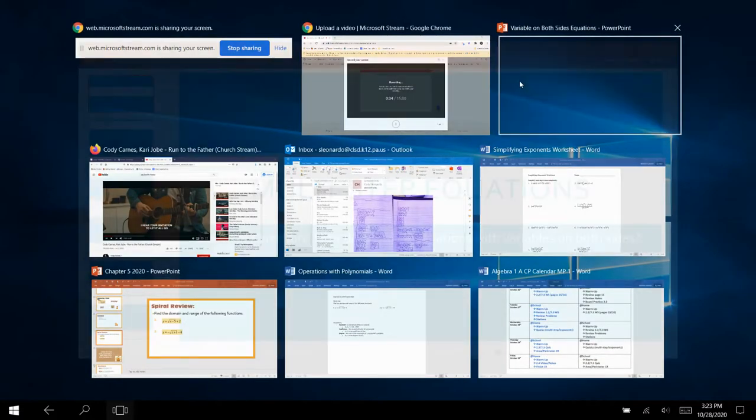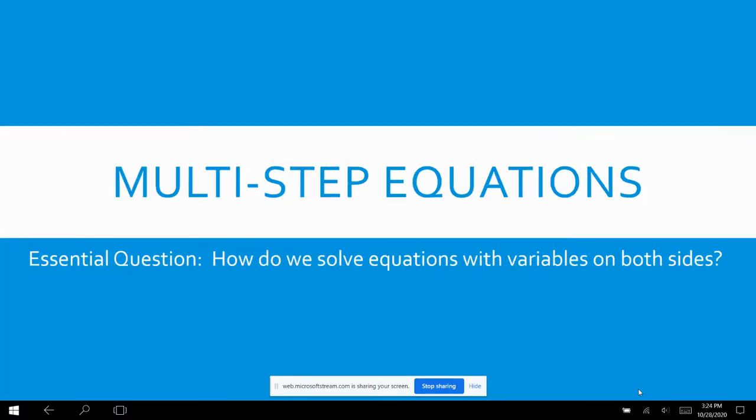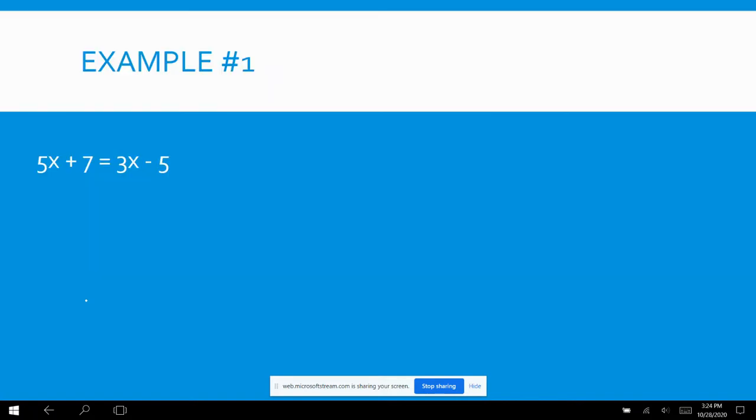Today we are going to talk about solving multi-step equations, and specifically what happens when we have variables on both sides of our equation, and how we solve those types of problems. So, let's look at our first example.